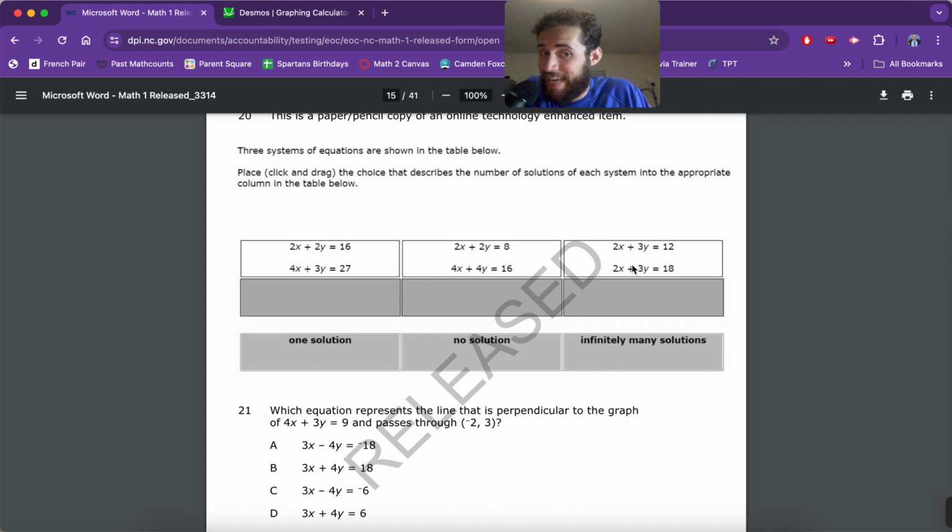The left side is the same, but the right side is different. So there's no way to make that true, right? If this is the same thing, it can't be equal to 12 and 18 at the same time. Those are 2 different answers. So this one's going to have no solutions.